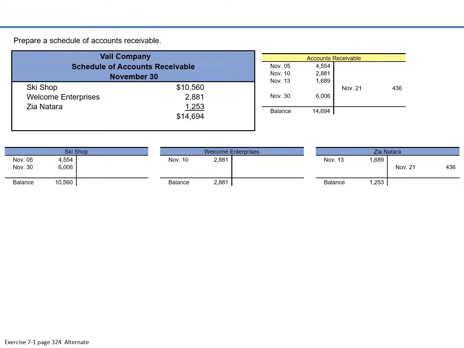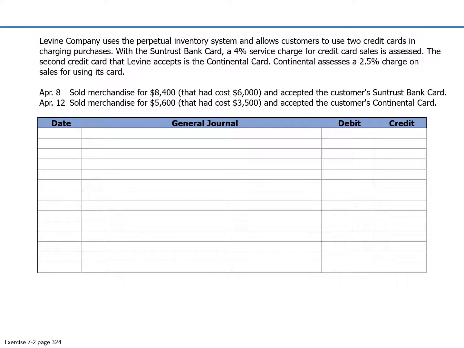All right, exercise 7. The Levine Company uses a perpetual inventory system and allows its customers to use 2 credit cards in charging purchases. SunTrust Bank Card, 4% service charge, and Continental Card with a 2.5% service charge.